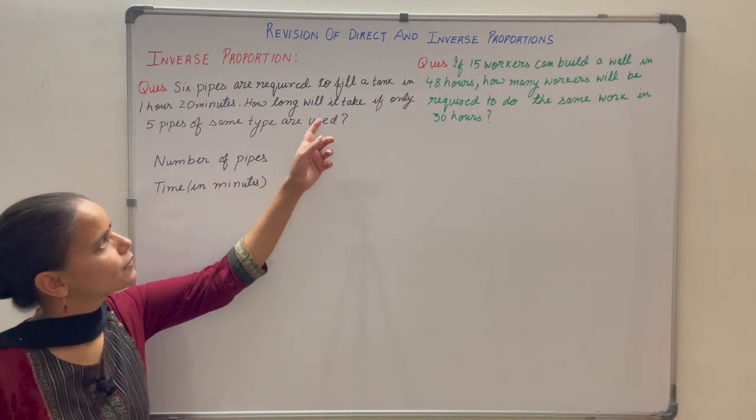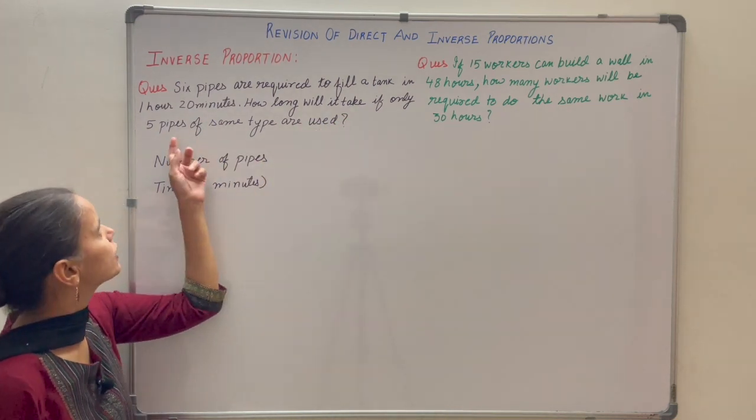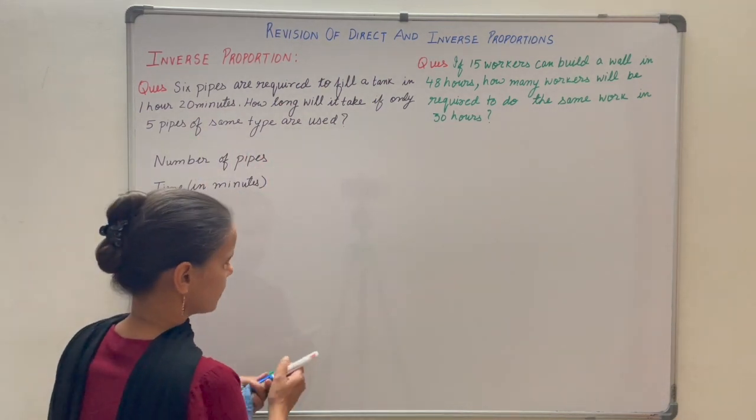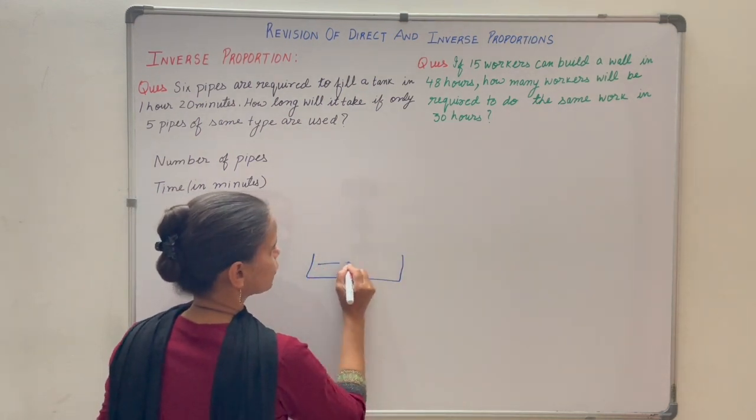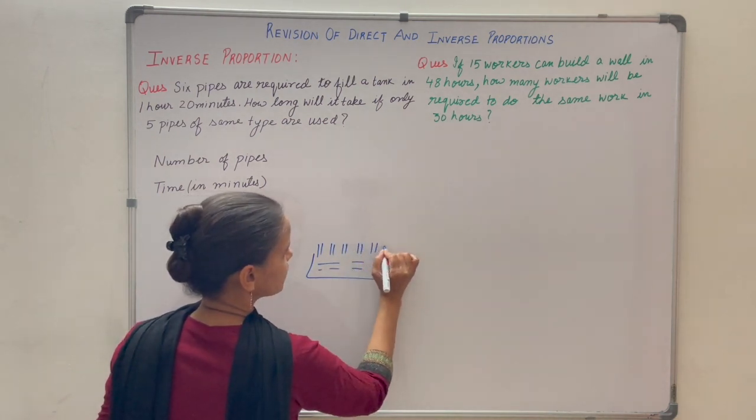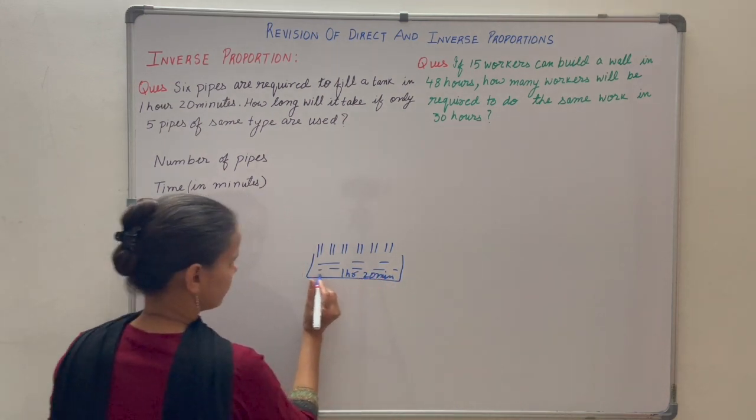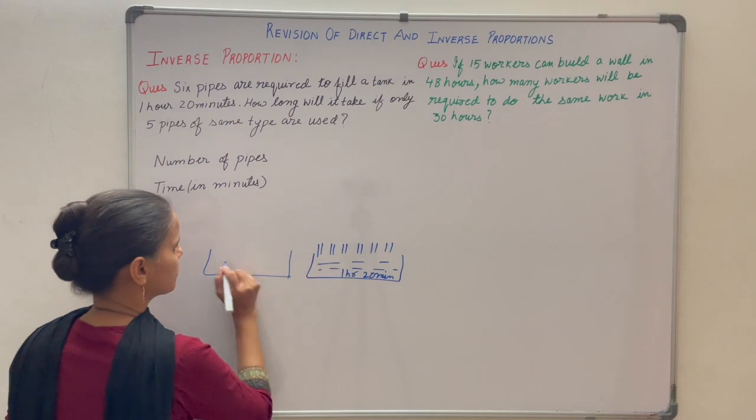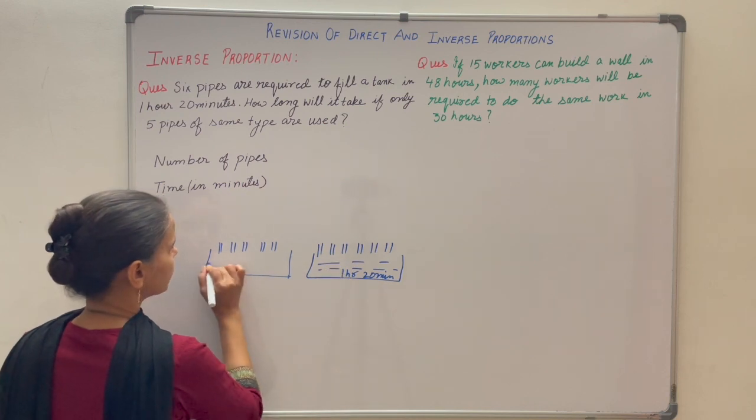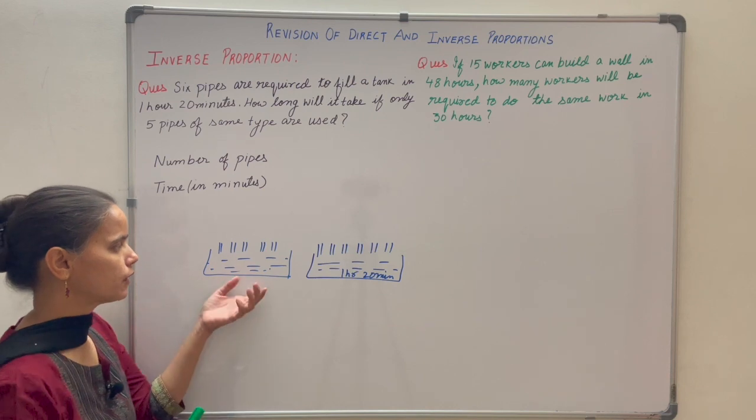6 pipes are required to fill a tank in 1 hour 20 minutes. How long will it take if only 5 pipes of the same type are used? So in this question, it is saying that there is a tank. This tank has to be filled with water with the help of 6 pipes. So when the 6 pipes are used, it takes 1 hour 20 minutes to fill the whole tank. Now the number of pipes is reduced. Now it is only 5 pipes and the same tank has to be filled with water. So it will take more time to fill the tank.